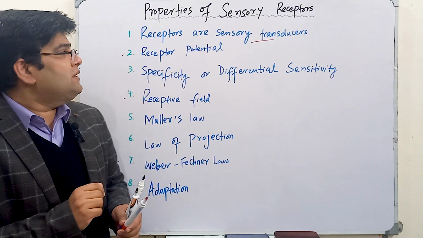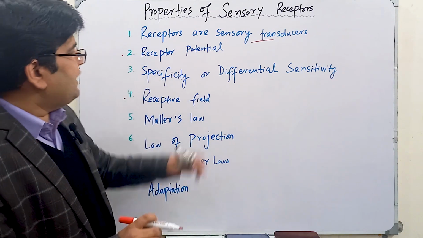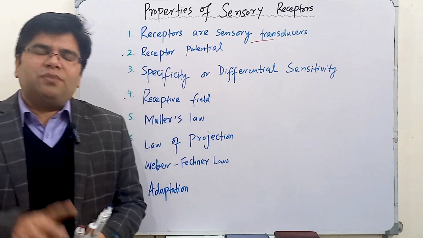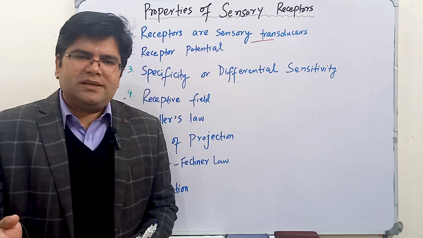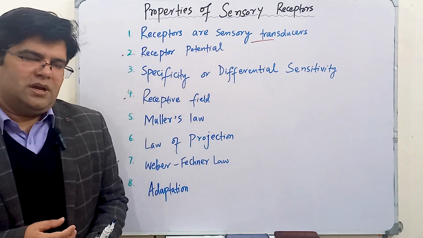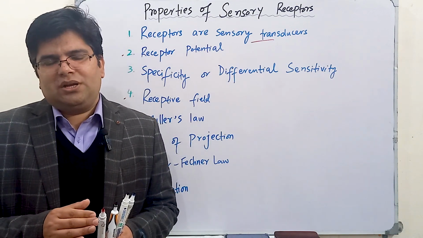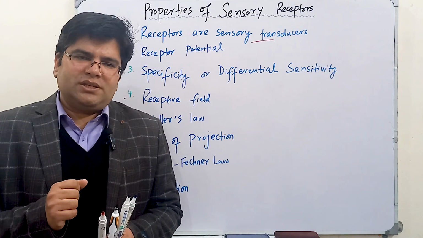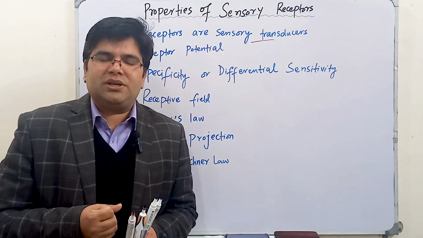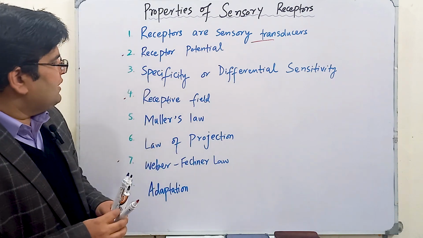However, this change in the membrane potential, which is also called receptor potential or generator potential, may be depolarizing, which means it moves towards positivity, or it may be hyperpolarizing. In most of the receptors, this is a depolarizing change in the receptor potential, except in one sensation, which is visual sensation, where this change in membrane potential is hyperpolarizing, or it makes the membrane more negative.